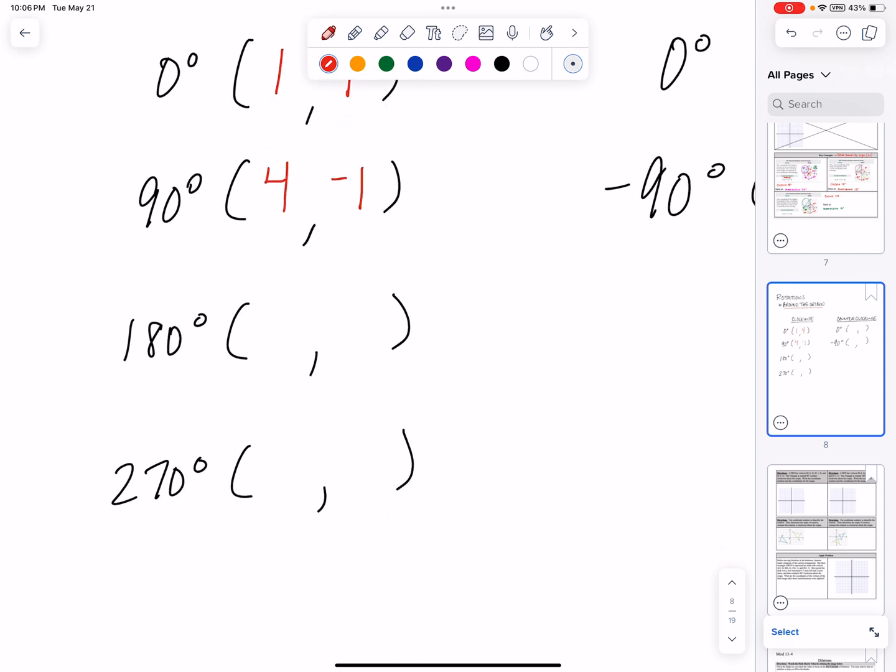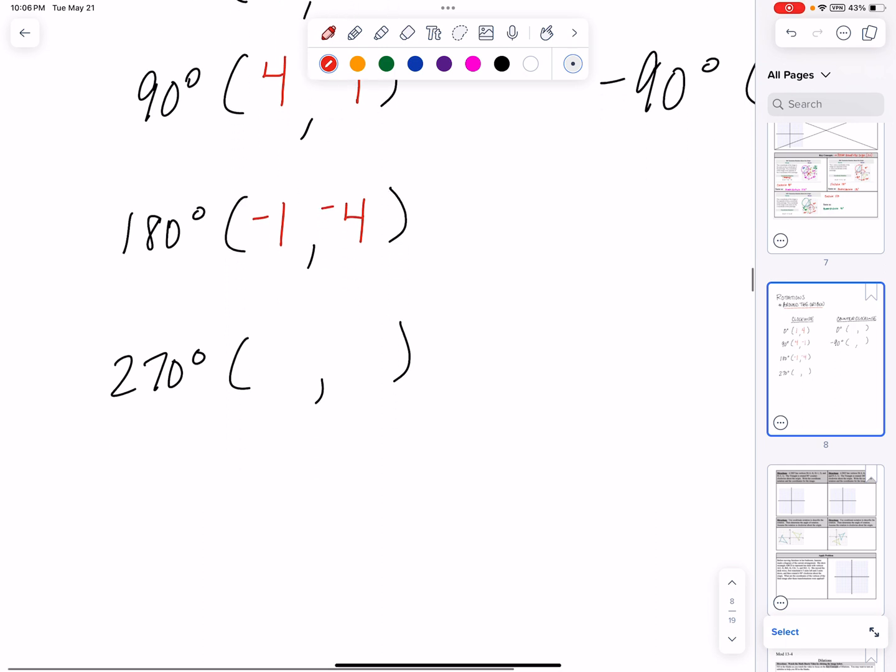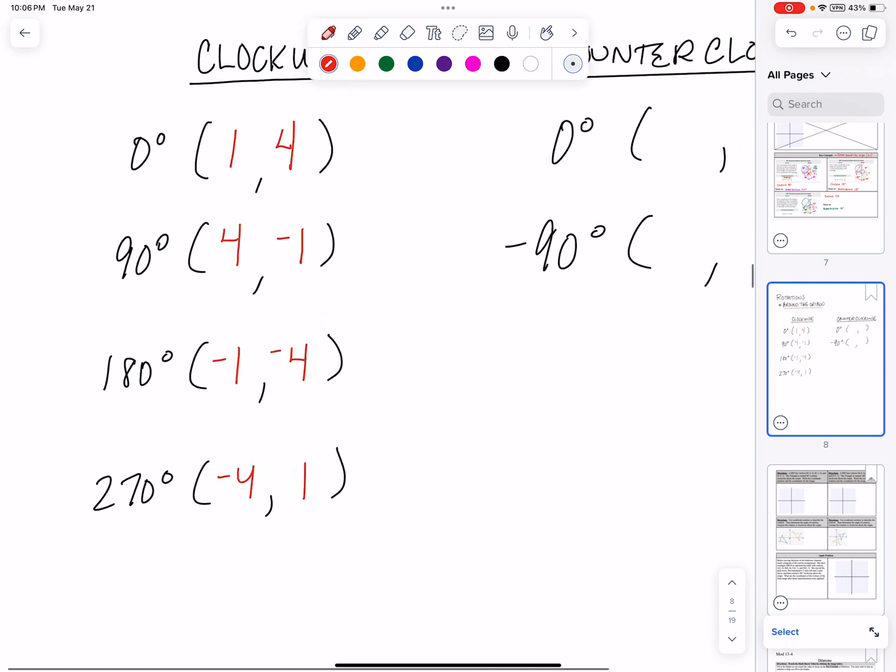Now I'm going to rotate to 180. This becomes a -1. This becomes a -4. And then when I rotate the same shape to 270, this is -4 and this is 1. Can you see any patterns of what happened? Okay. Which number is staying the same?